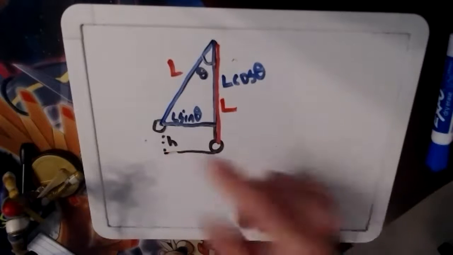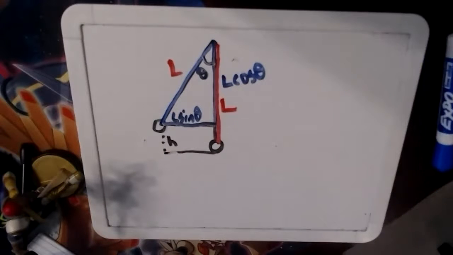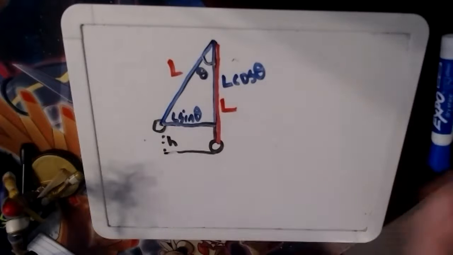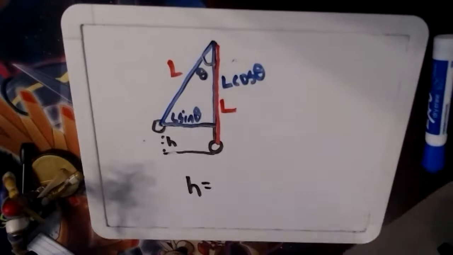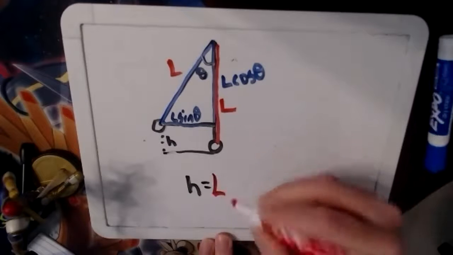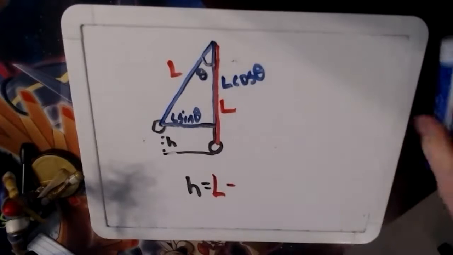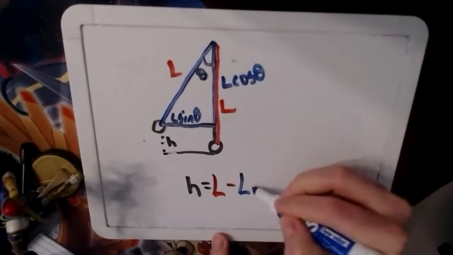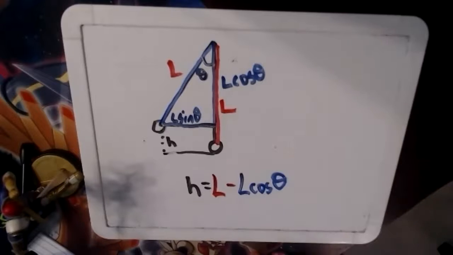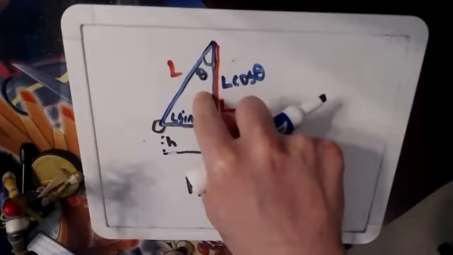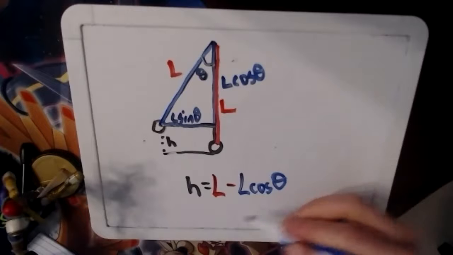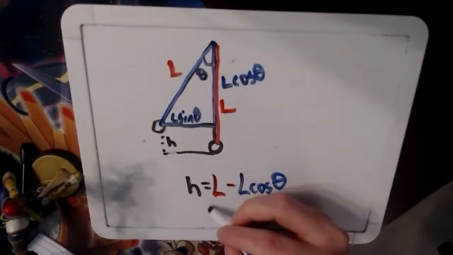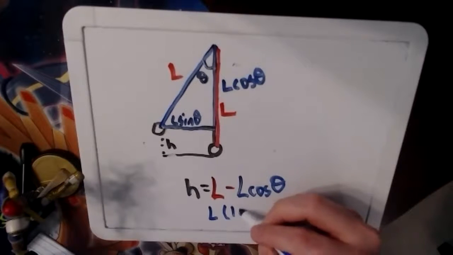Why is it important to know the height? Potential energy, mgh. So what we can do to find h is we can set h equal to the statement L minus L cosine theta. And that gives us the information that we're looking for, relating the length of the string and theta to the height that it would achieve. Sometimes you might see people pull the L out and they would just write L times the quantity of 1 minus cosine theta.